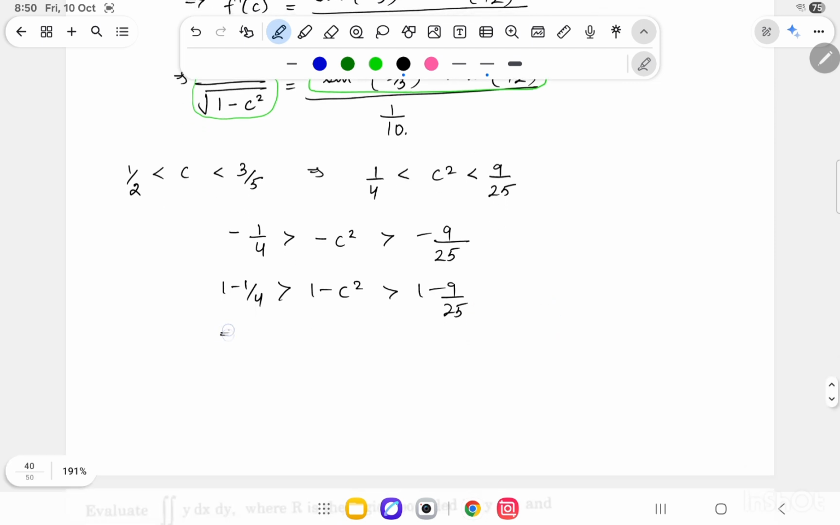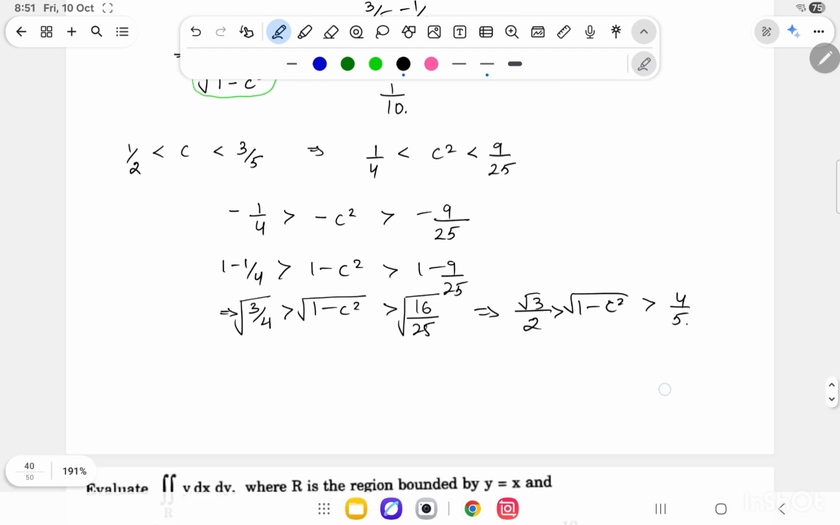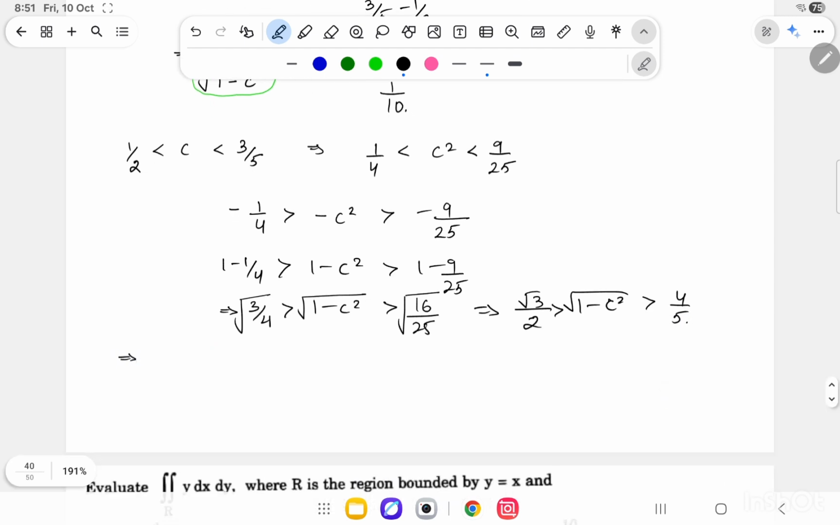So it simplifies to 3/4 greater than 1 minus c square greater than 25 minus 9, which is 16/25. And if I take its under root, it will be under root 3/2 greater than under root 1 minus c square and greater than 4/5. Now from here if I calculate the bounds of 1 by under root 1 minus c square, it will be less than 5/4 and greater than 2 by root 3.